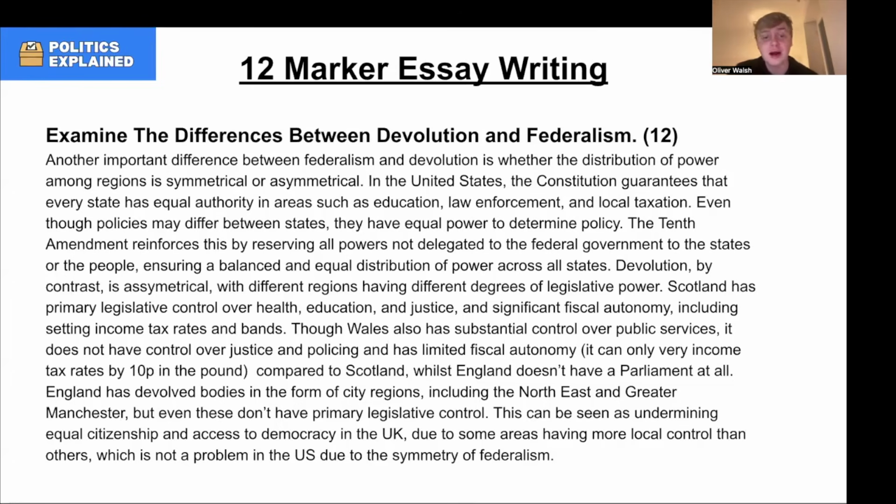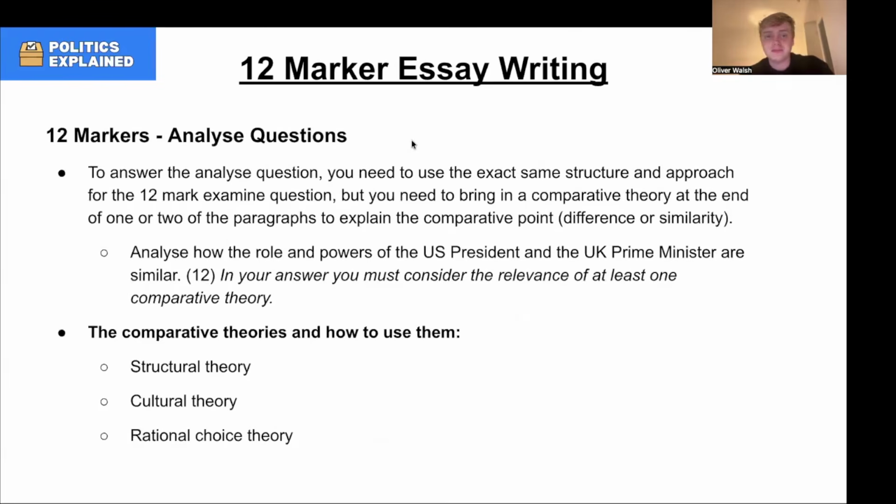This can be seen as undermining equal citizenship and access to democracy in the UK due to some areas having more local control than others, which is not a problem in the US due to the symmetry of federalism. So a specific point, explain it for one country with an example, explain it for another, but really explain how it's different when you're bringing in that second country effectively.